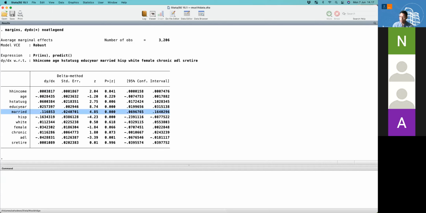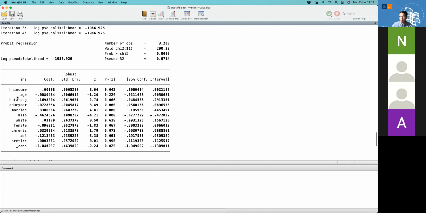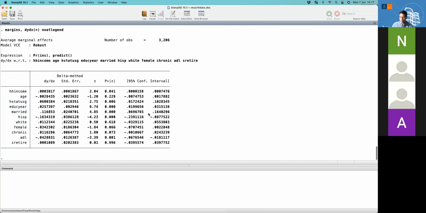Okay. Another thing is being married. So individuals who are married have a higher likelihood of having a private insurance by 11.68 percentage point. Okay. Again, the interpretation is on the percentage point rather than percentage or just percent. So this is the interpretation of the marginal effects. Again, you cannot directly interpret the regression result, but instead you need to have the average marginal effects. Okay, questions?